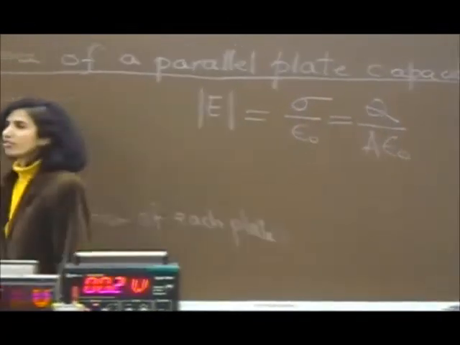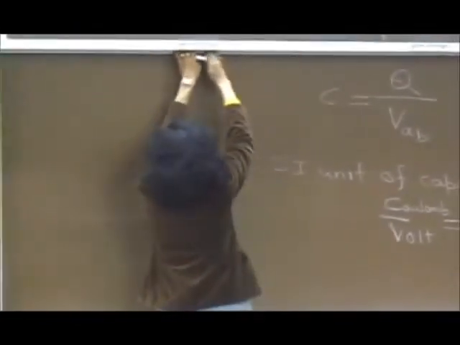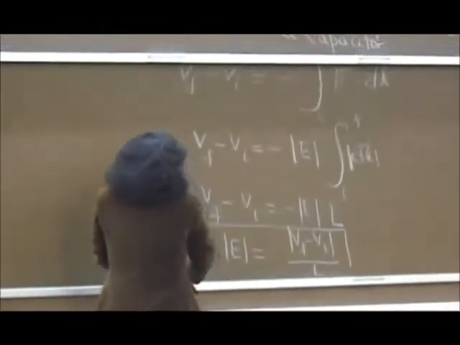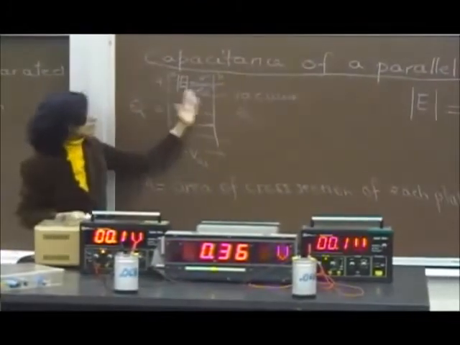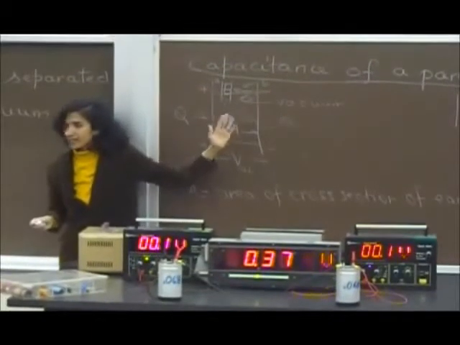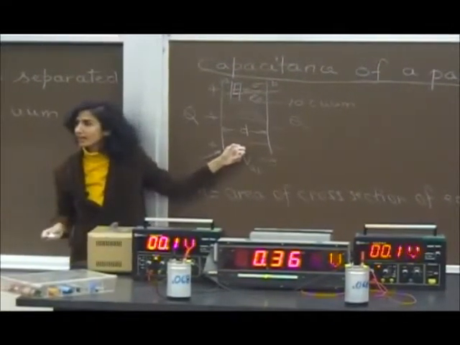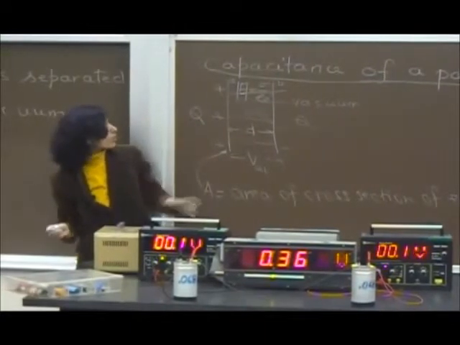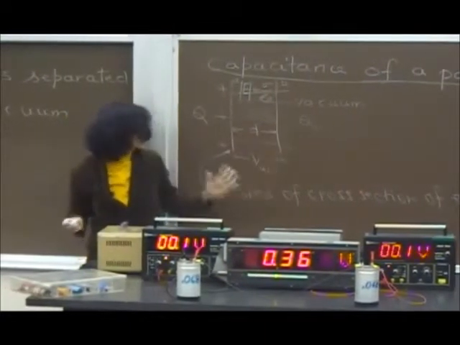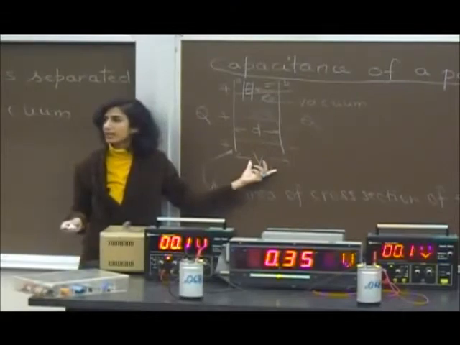Okay, so this is the electric field. Now what is the potential difference? Notice that for a parallel plate capacitor, the electric field between the two plates is constant, right? It's the same thing, sigma over epsilon 0 everywhere. I want to know what is VAB. So I really want to know VAB.